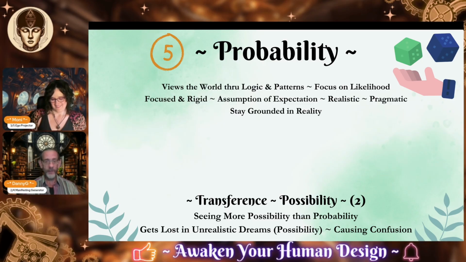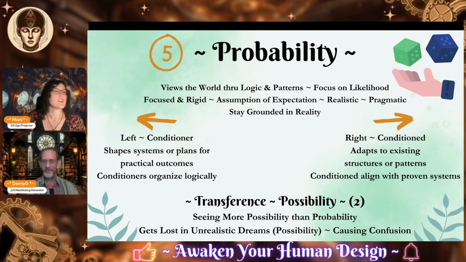So go figure that one out. What's the probability you're going to be able to answer what all that means before the end of one lifetime? Possible. Not likely. Maybe not. You never know, though. For our arrows, with the left arrow, it's conditioner.